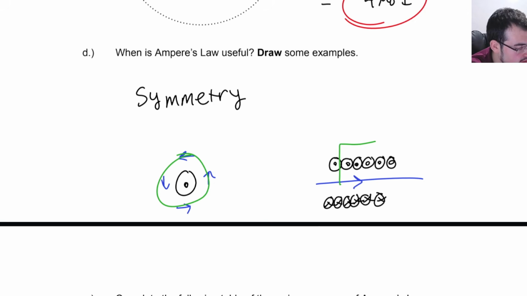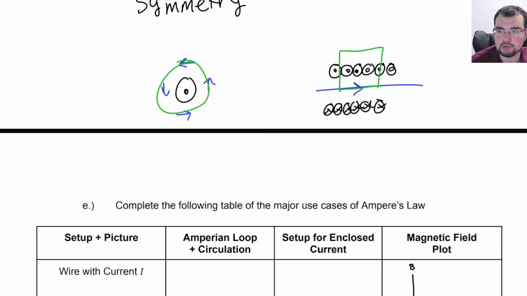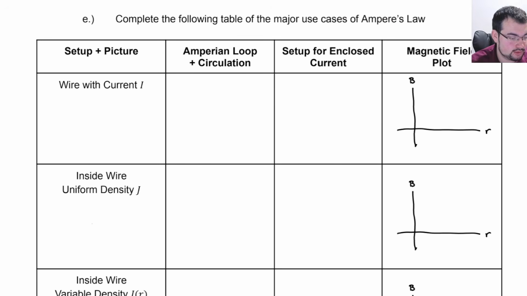So we actually draw this sort of like magical rectangle. The solenoid one is odd. Please review the solenoid one on the next page.